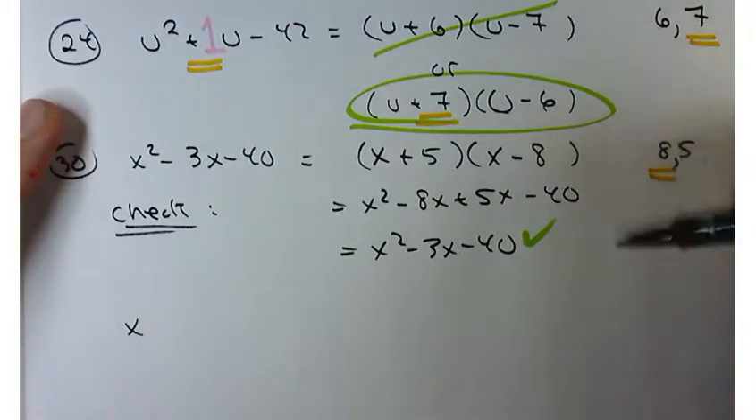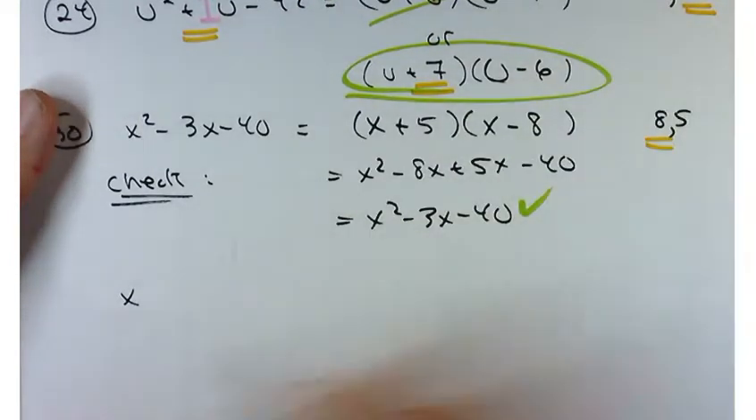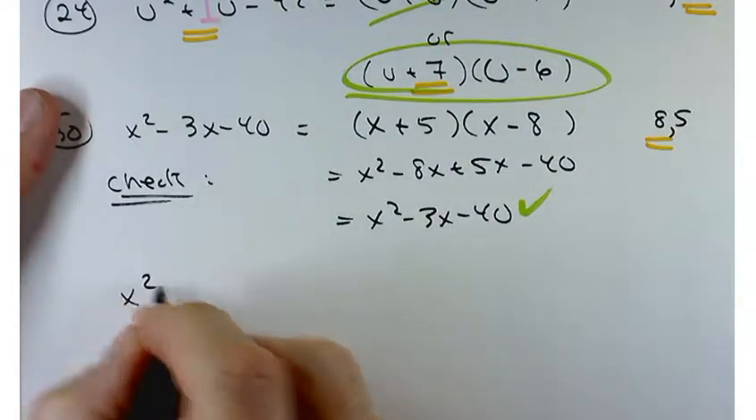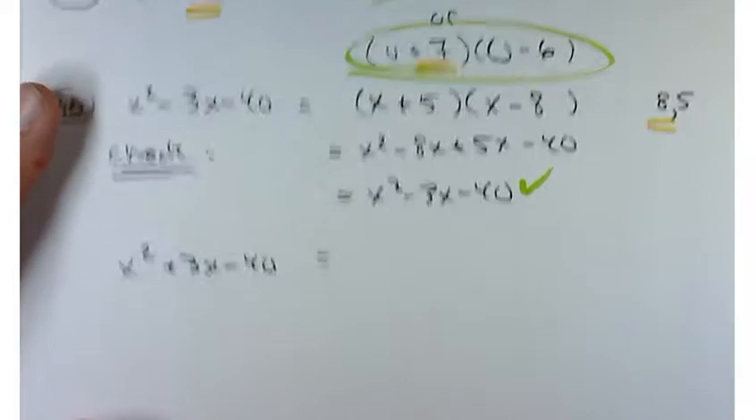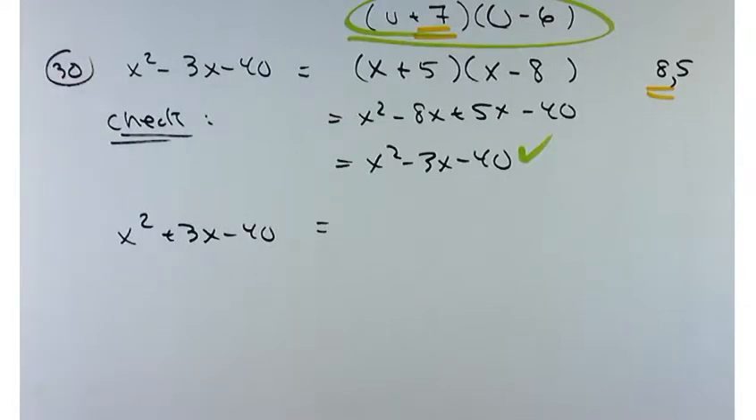How are we looking at number 30? Let's do a little bonus problem for problem number 30. If I did x squared plus 3x minus 40, would that change anything? Yeah, it's going to change the signs.